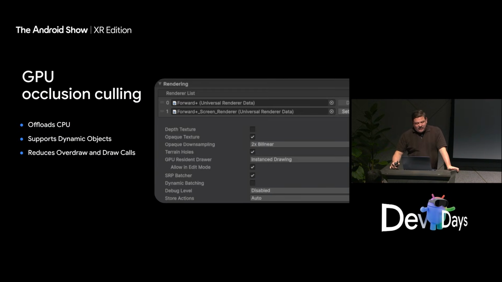Yeah. Next, we have GPU occlusion culling. You can lower the impact on your CPU with GPU occlusion culling, which uses the GPU instead of the CPU to identify and skip rendering the hidden objects. This is particularly powerful for interior spaces. So let's say you're building a multi-room experience, rendering a lot of these hidden objects for you.